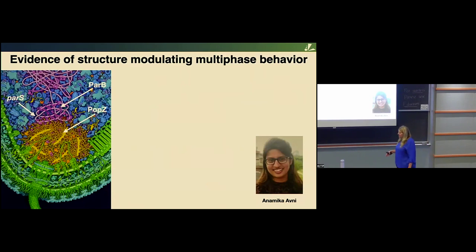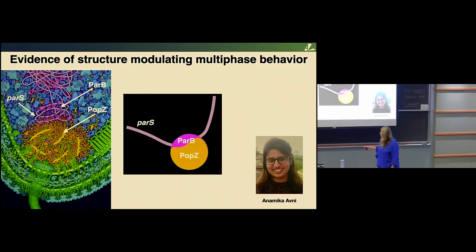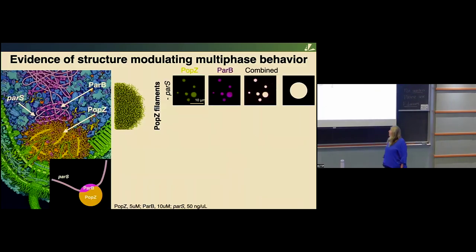So what we've done is that we try to reconstitute this system in vitro. The question is, can we actually create the same thing that we see in the cell, but in vitro? And by doing that, maybe we can understand this structure function problem that we see. So we're going to have three components, which are going to be PAR-B, POB-Z, and DNA. First, we have POB-Z condensates with PAR-B. Again, it binds it. And we see PAR-B going into POB-Z condensate, no problem, without PAR-S, so without the DNA.